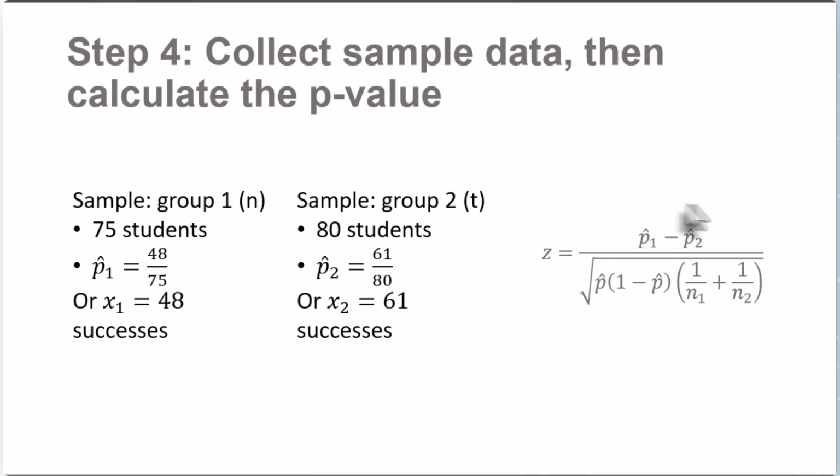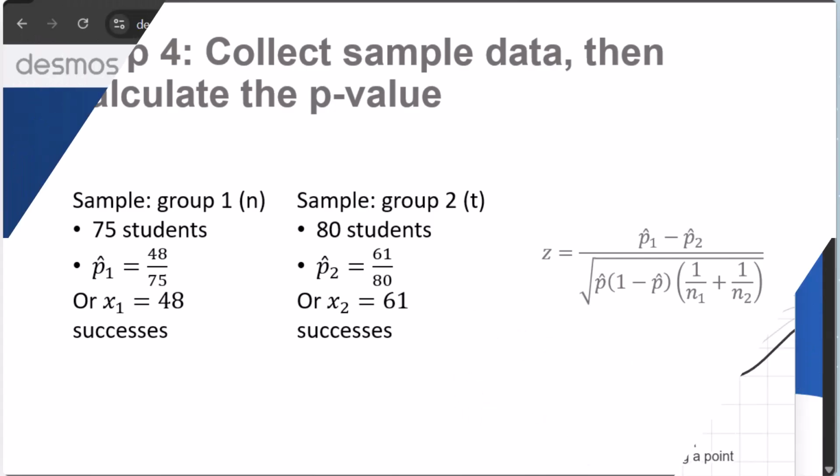So if I was doing this with Excel or using a Z distribution table, I would plug these numbers into the test statistic formula we saw before, calculate that out, and then because this is a left-tailed test, I'd find the area to the left of that z-score. But I'm going to use Desmos to do this calculation.